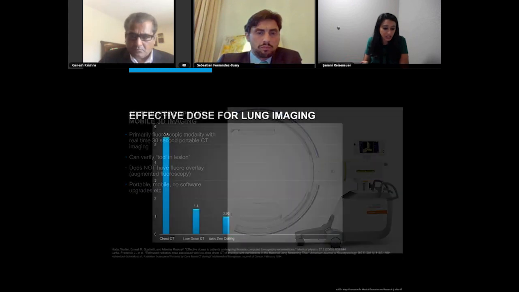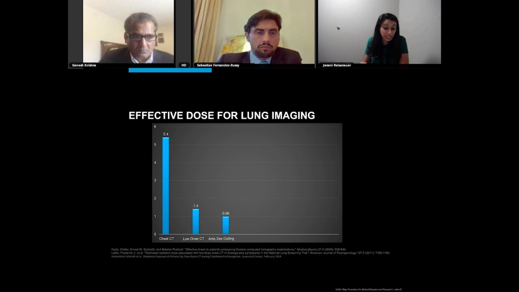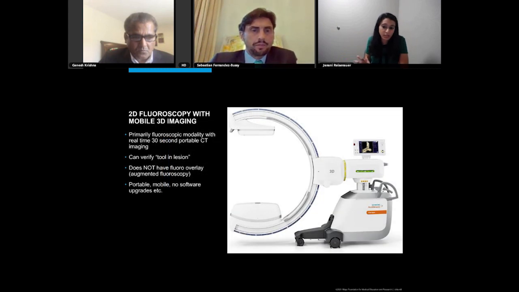But the disadvantages of this fixed system are, for many, the ability to get into that system on a reliable basis, and the cost associated with those expensive systems. So is there an in-between solution when everything else is portable? Well, this is the Siemens 2D fluoroscopy with mobile 3D imaging.